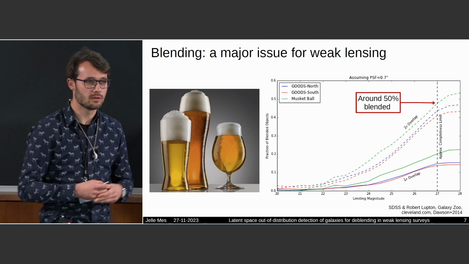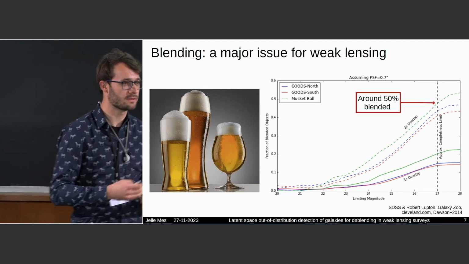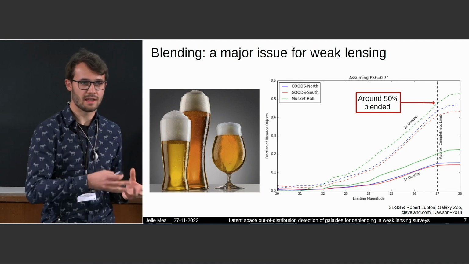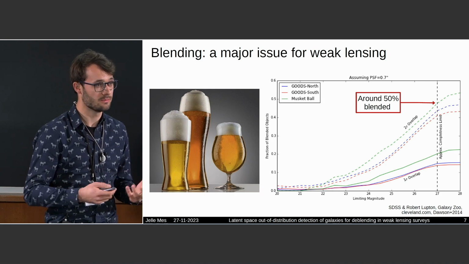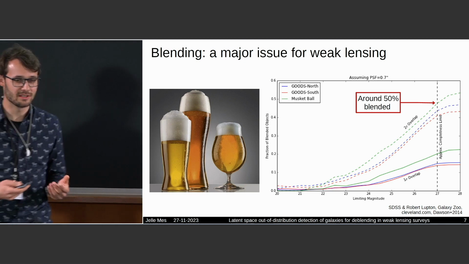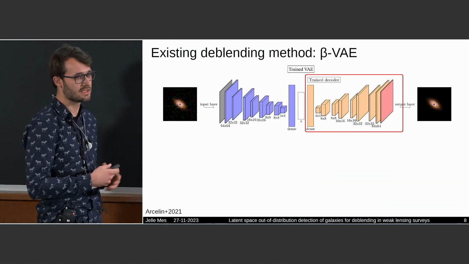And so if you don't take this into account, you have a huge effect on the weak lensing measurements, and you should either throw away these samples, or you should handle them in some way that you can still use them. And throwing away half of your sample and having such an expensive telescope is not ideal. So there are some existing methods for this.